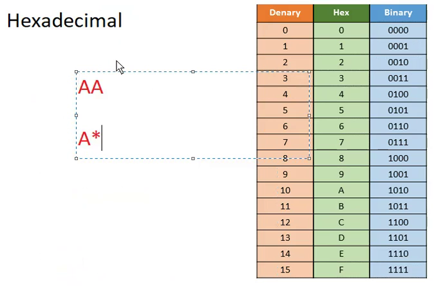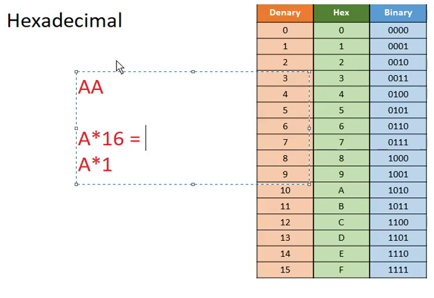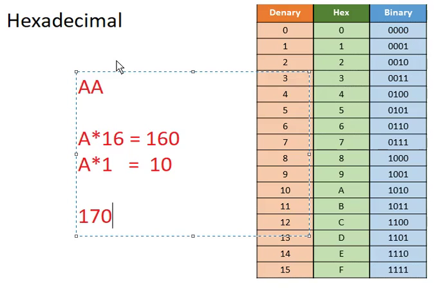Okay, so that's A times 16. A times 1, if you really want to do that. I'm going to line these up because I'm fussy. So A is 10. This is the easiest one of all. A is 10, so 10 times 16 is 160. 10 times 1 is 10, and then that ends up being 170. So that's AA. So just remember that the left column's times 16 and the right column's just worth itself.